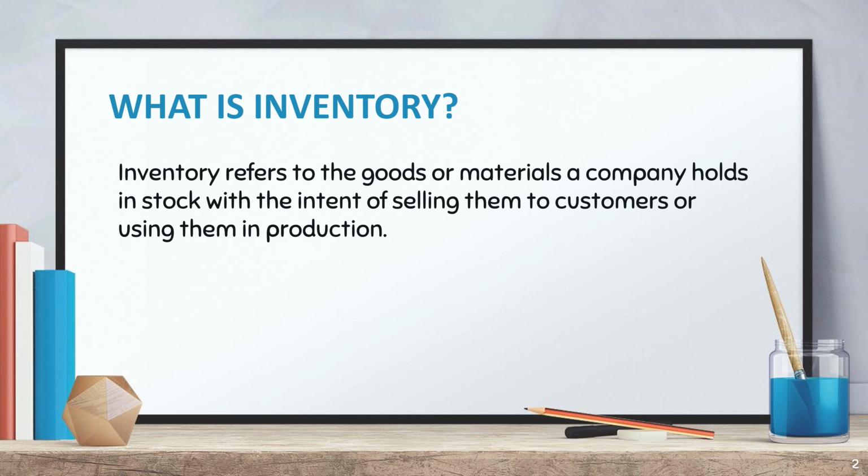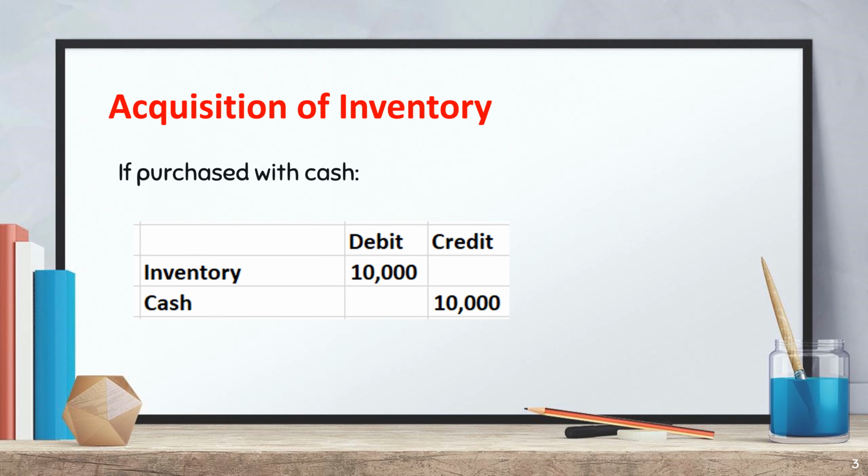But how do you keep track of inventory in your accounting books? That's where inventory journal entries come in. In today's video, I'm going to walk you through all the key journal entries related to inventory. From purchasing and selling inventory to handling returns, obsolescence, and even those tricky year-end adjustments. Whether you're an accountant, a student, or a business owner, this guide will help you get a solid grasp on inventory accounting, all in line with GAAP. So grab a notebook and let's get started with the first entry: acquiring inventory.